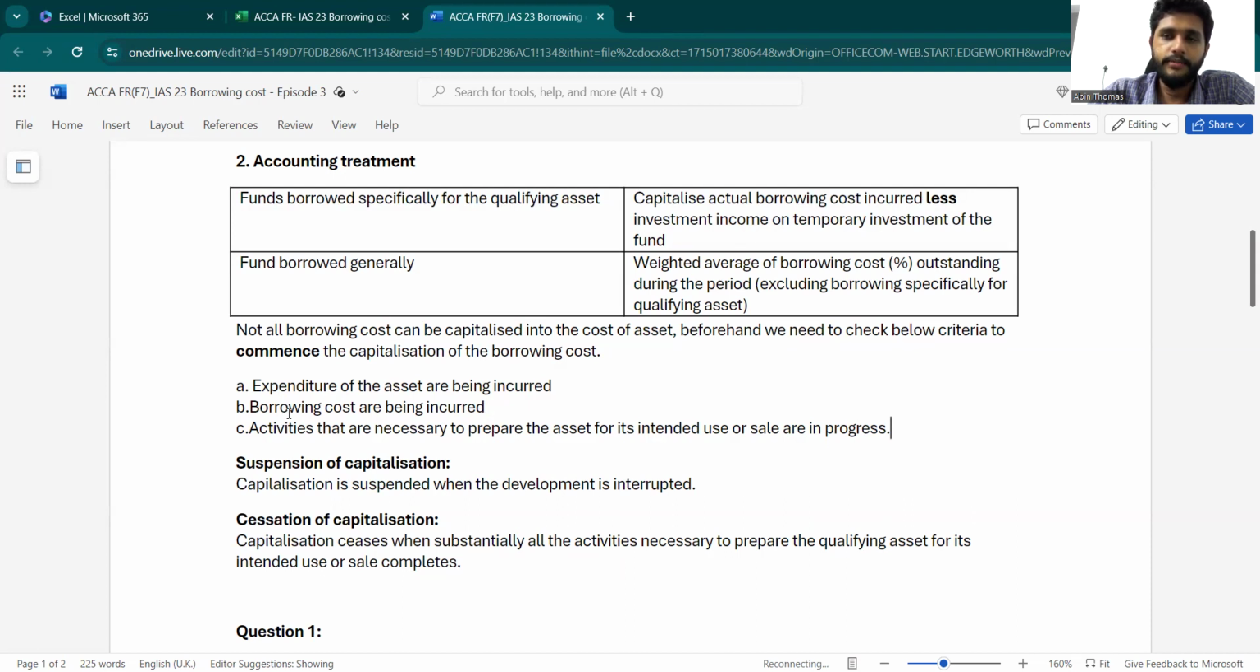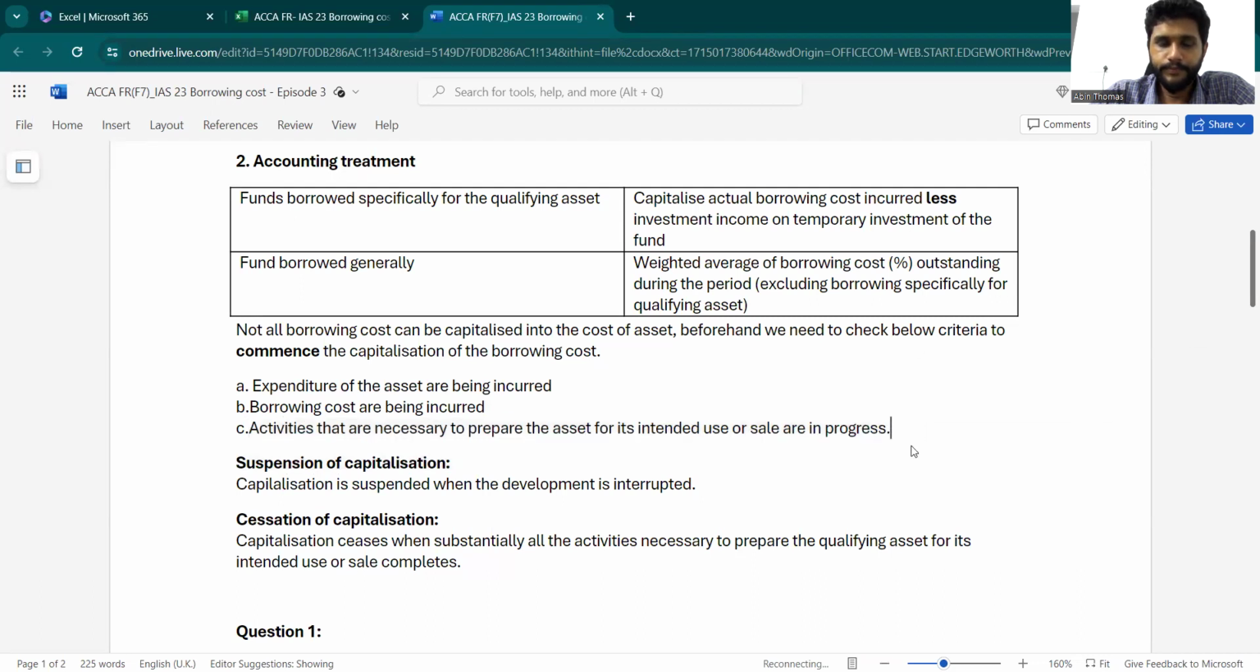We know that each month the interest will be accumulated. So that interest expense should have been incurred. Because from the day we took the loan, the interest expense is added. So this should also have begun. And the third point is that activities that are necessary to prepare the asset for its intended use or sale are in progress. In the same example, see the manufacturing construction activities. We can relate that to our example. The construction activities that are necessary to prepare the asset for intended use or sale are in progress.